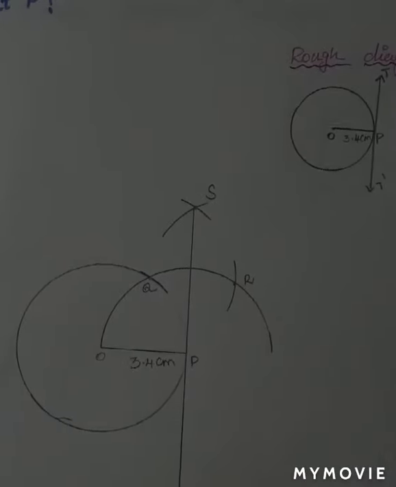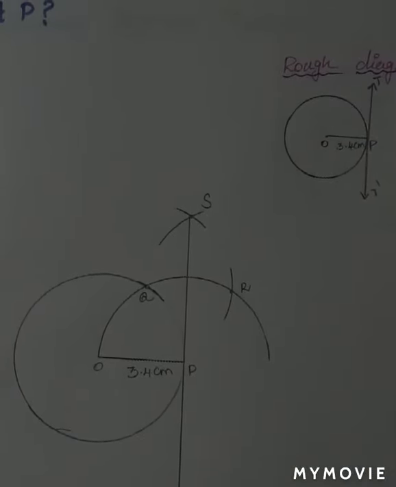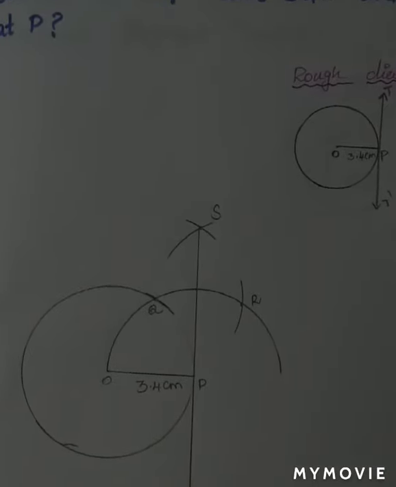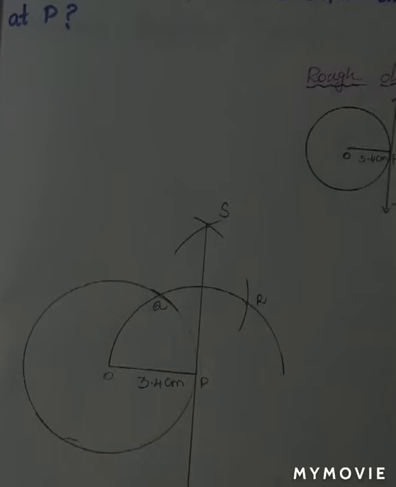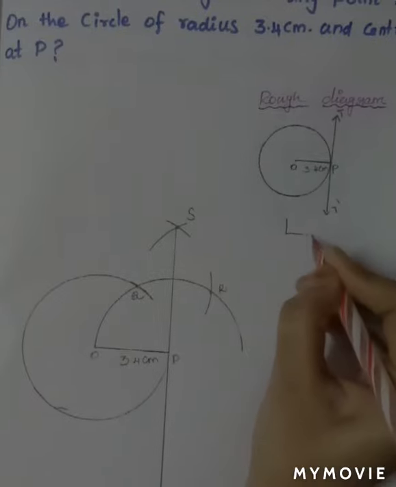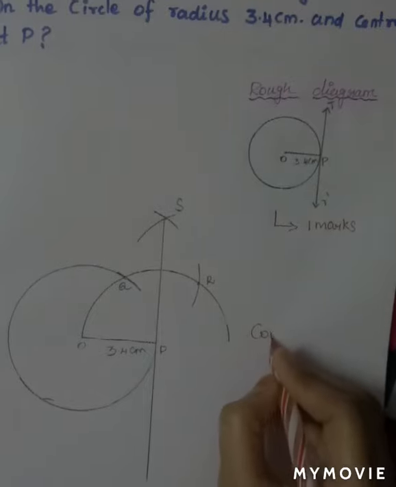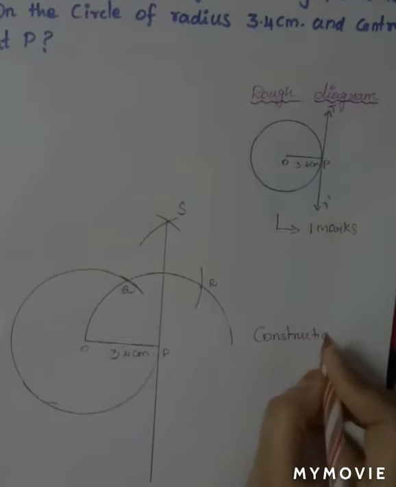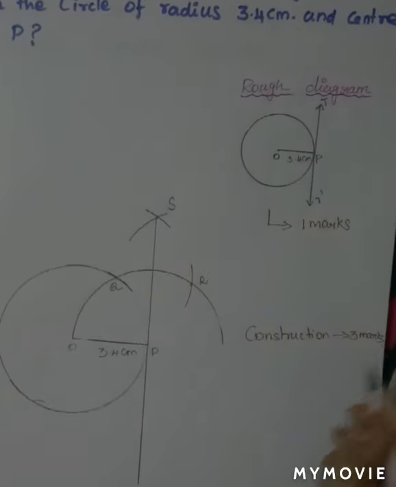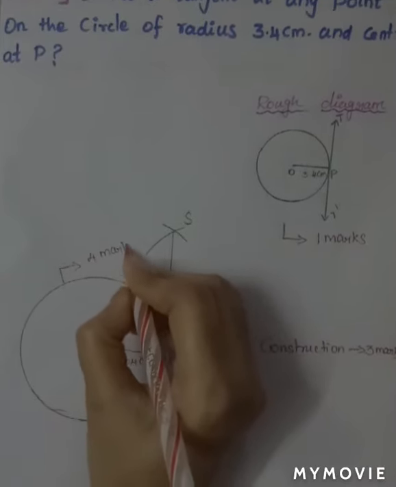What I said now, the same thing you can write as your construction. You can go through the construction given in the textbook also. Same model is example 4.29 from page number 189. Now let us see the allocation of marks. Rough diagram 1 mark, construction 3 marks, fair diagram 4 marks.